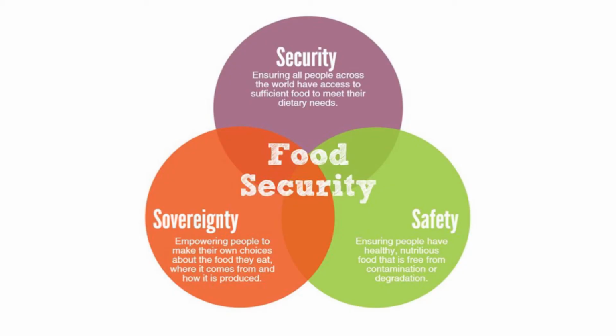Here's another food system challenge, which is food security. That's a combination of 3 things: ensuring access to food for people across the world, ensuring that the food that they have is safe, nutritious, healthy, and ensuring that they have food sovereignty, which is the ability to make their own choices about the food that they eat and how it gets to them, how it's produced and where it comes from. So that's another challenge for our generation and the generations beyond.